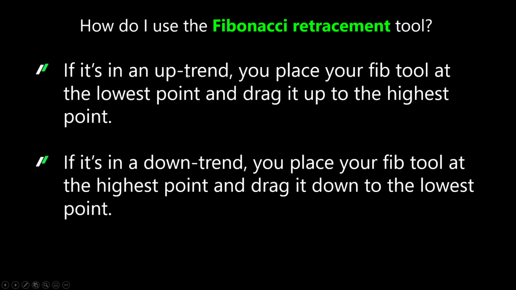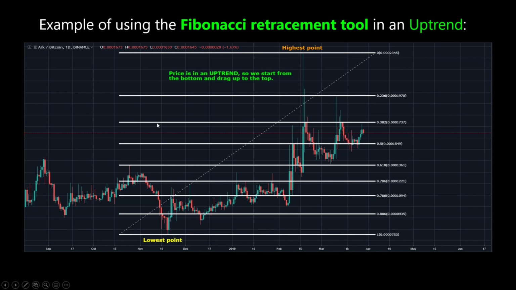If it's in an uptrend, you place your Fib tool at the lowest point and you drag it up to the highest point. If it's in a downtrend, you place your Fib tool at the highest point and you drag it down to the lowest point. So here's just a simple example.